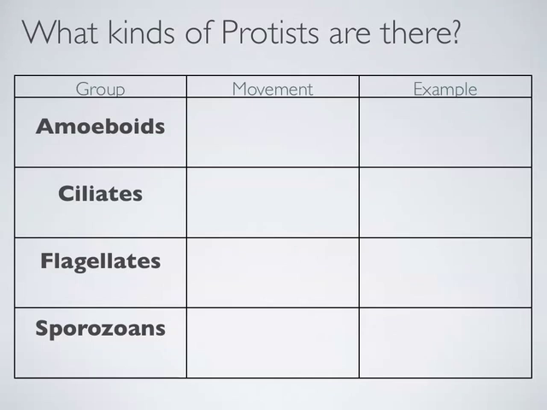so when we group our protists, we're going to just use four very general groups. There's actually many more than this, but we're just going to focus on four. And the four groups are based on how they move. So there are amoeboids, ciliates, flagellates, and sporozoans.